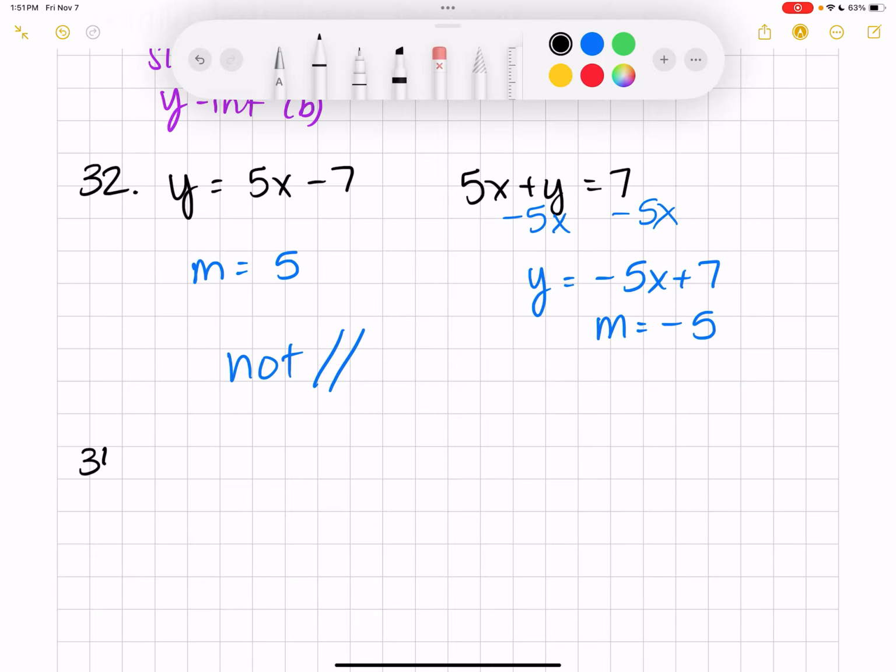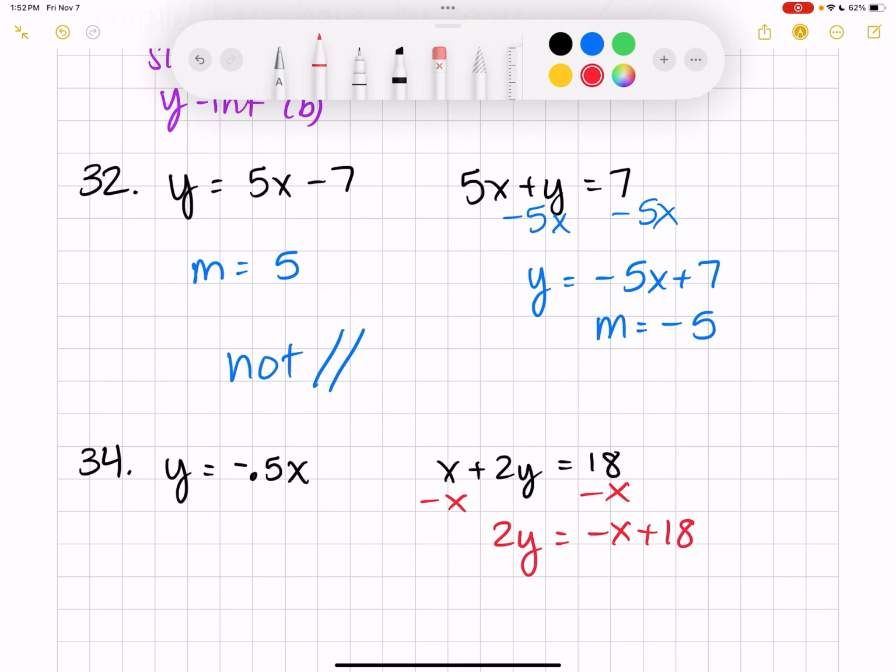Yeah, this is easy. 34. Y equals negative 0.5x, aka negative 1/2. And the other one is x plus 2y equals 18. I need to get y by itself. What do I do? Subtract x. So I have 2y equals negative x plus 18. Now what? Divide by 2. So I get y equals negative 1/2 x plus 9.